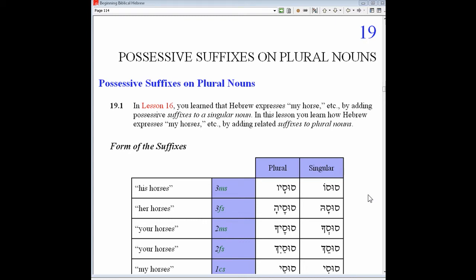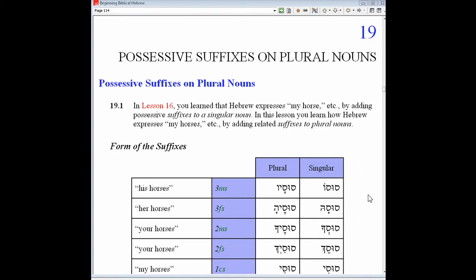This is my overview for Futato chapter 19. You can see here that the chapter deals with possessive suffixes on plural nouns. We've had possessive suffixes on singular nouns a couple chapters ago, and you were to have memorized the suffix endings that go on singular nouns. Here we're going to get another set of endings that go on plural nouns.